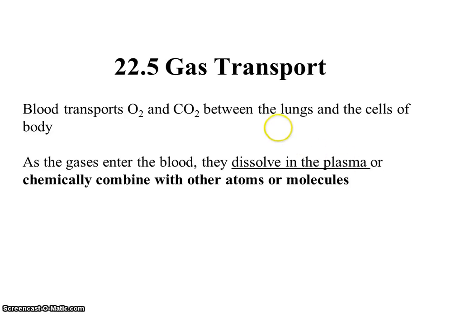How did we move these gases? So we talked a little bit about solubility and partial pressures, but let's look specifically at the mechanisms I mentioned previously, about hemoglobin and so forth. So blood transports oxygen and carbon dioxide between the lungs and the cells of the body. So as they enter the blood, they dissolve in the plasma, and we saw that on the cartoon, or they combine with other atoms or molecules. And here we're really talking about either hemoglobin or carbon dioxide combining with water to make carbonic acid.